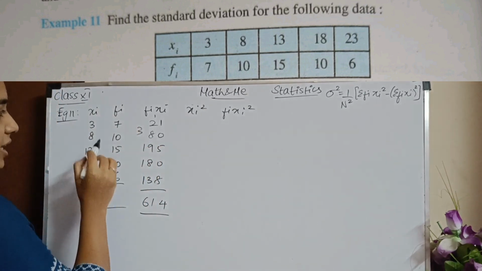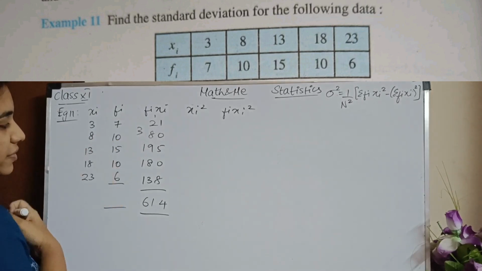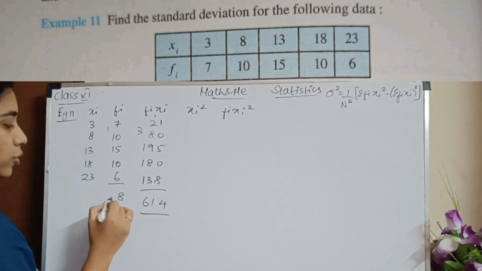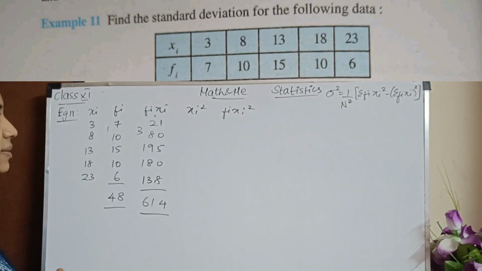Okay, then what is sigma fi? 7 plus 5 is 12. 12 plus 6 is 18. 1 carry over. 1, 2, 3, 4. 48. Okay, so this is my sigma fi.